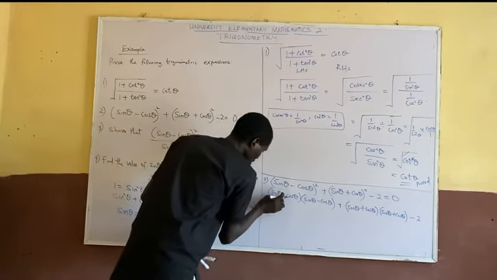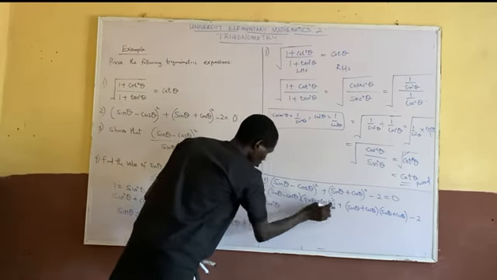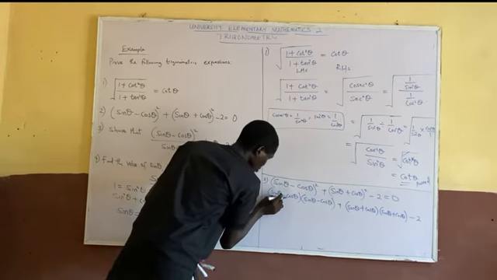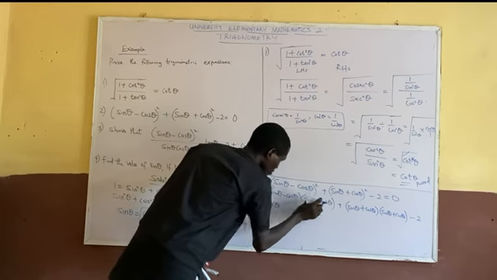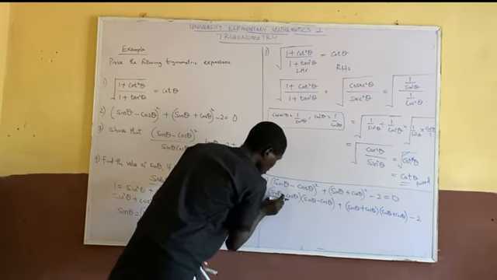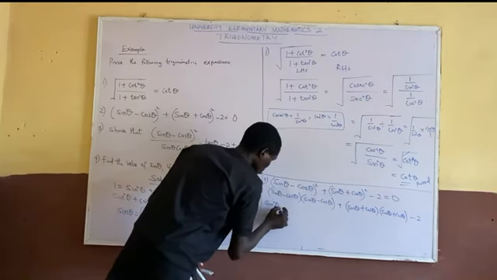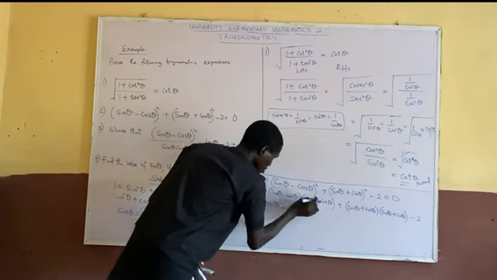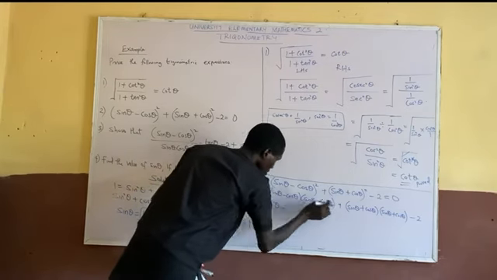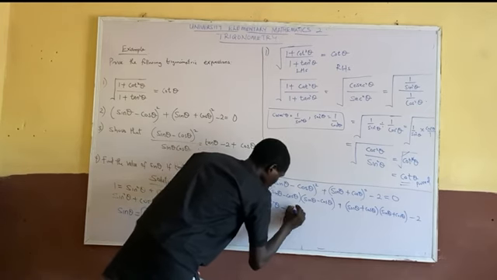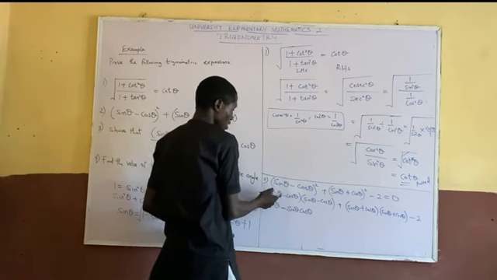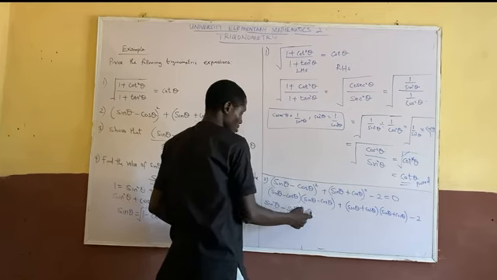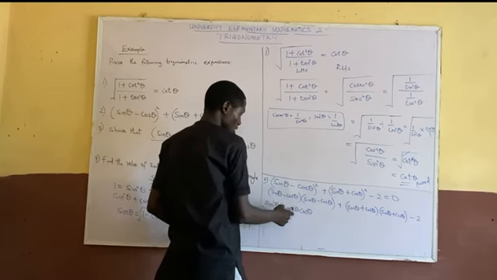Now we are going to take this one to multiply this one. Sin theta times minus cos theta will be minus, then sin theta times cos theta. So we have minus sin theta cos theta. That's what we get. The first thing is sin theta times sin theta, which gives sin square theta. Sin theta times minus cos theta gives minus sin theta cos theta.